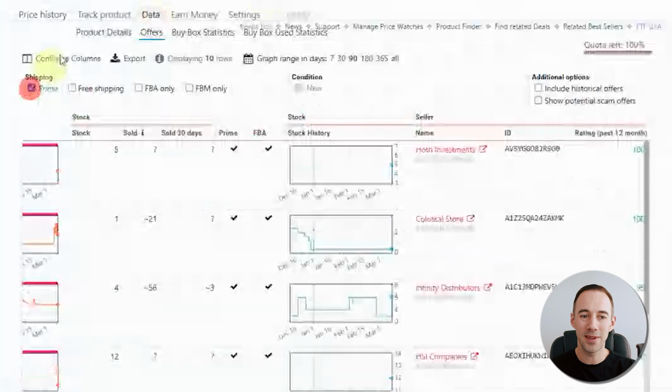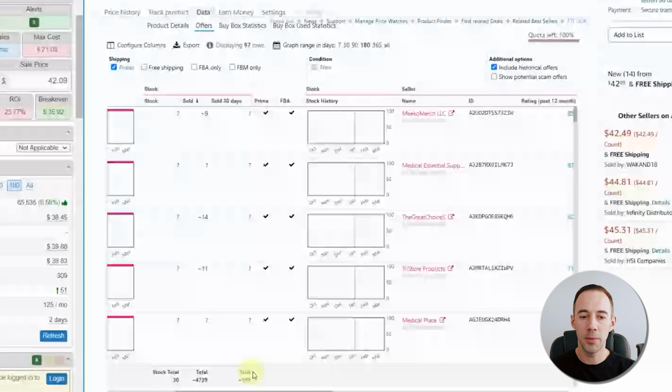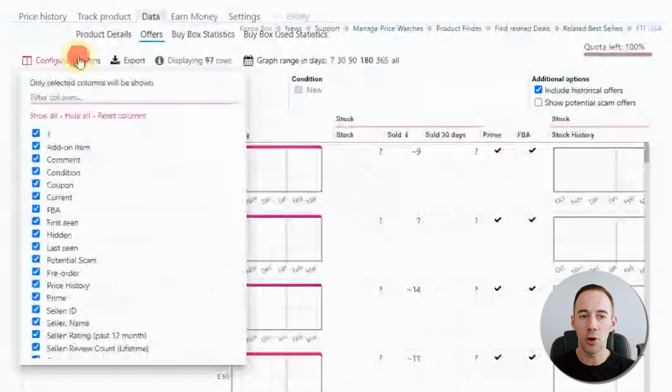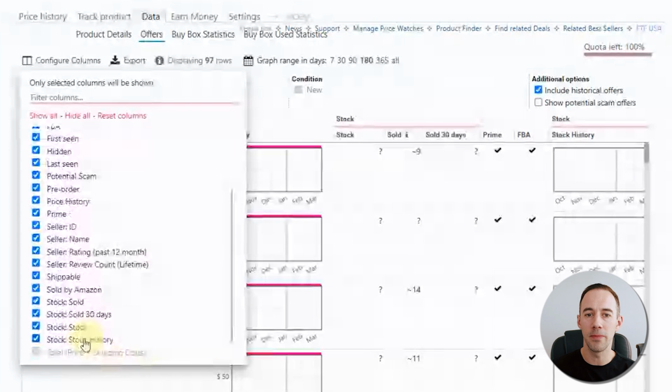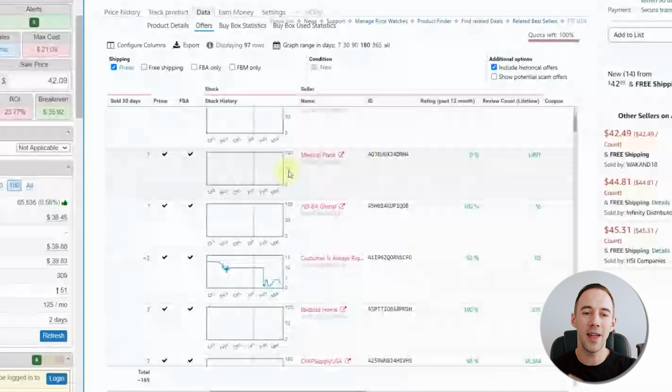So when we go to the data tab, let's click on Prime, let's click on historical, and maybe zoom out to 180. So what am I going to do? I'm just going to make sure I've got this stock history turned on. And if you don't know how to turn it on, you can literally come up to configure columns and turn on the stock history. So that'll be stock history there. Once you've done that, go over and scroll down and you are looking for that staircase effect.